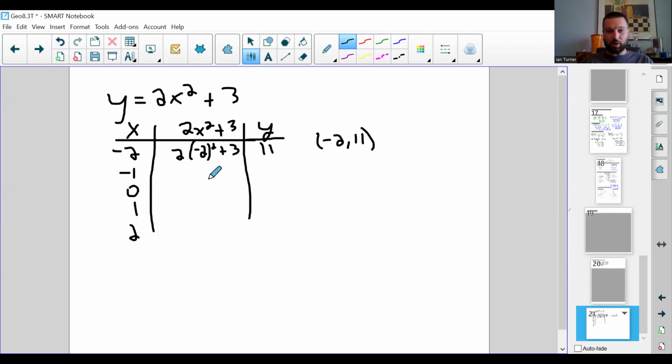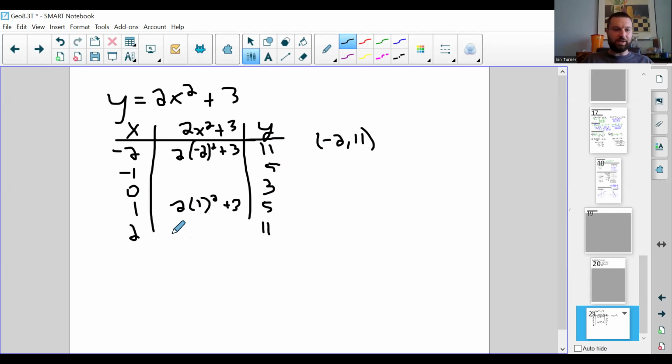If we plug in -1, -1 squared is 1. So we get 2 plus 3 gives us 5. 0 is going to get rid of this term, so we get 3. So it's 0 and then 3. And now watch this one. So we do 2 times 1 squared again. Well, 1 squared is the same as -1 squared, so we get 5 again. So you see how it's going to be symmetrical? So the last one is going to be 11.